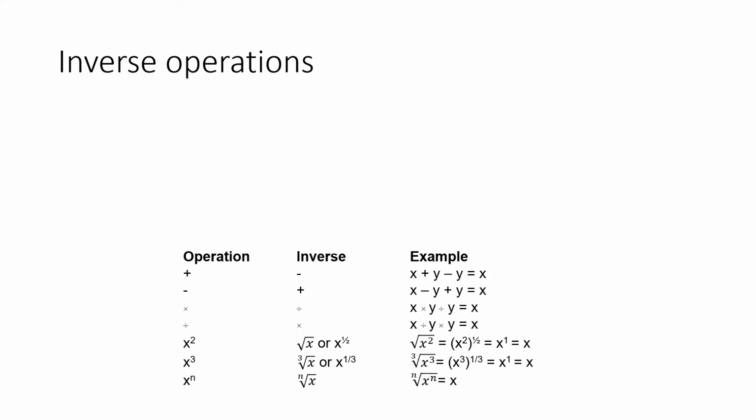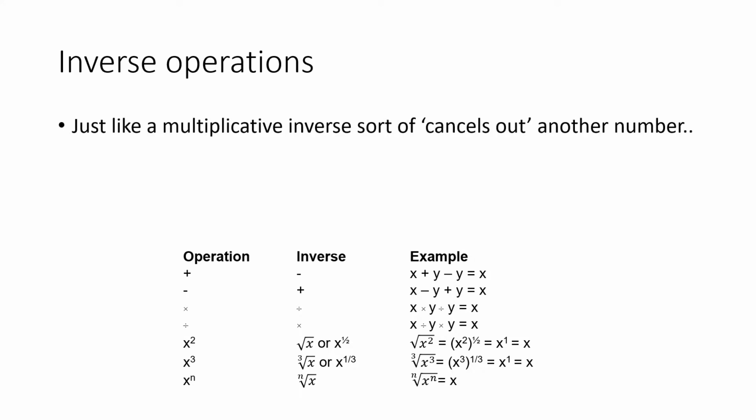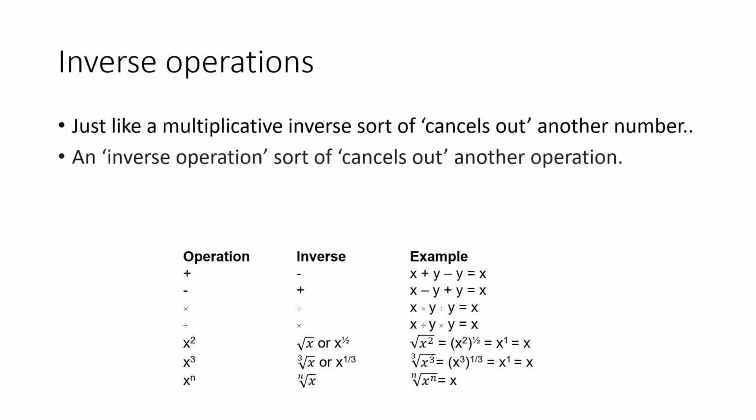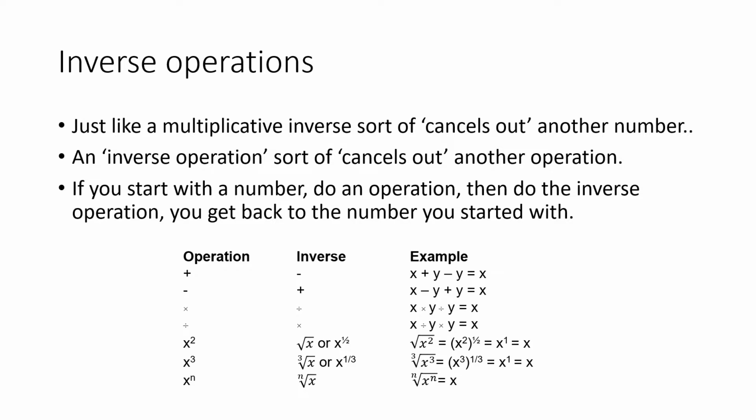Now, inverse operations in general, just like a multiplicative inverse cancels out another number, an inverse operation sort of cancels out another operation. If you start with a number and do one operation, and then do the inverse, you get back to what you started with. So if you add and then subtract something, for example, take x, add y, but then subtract y, you get back to x. If you take x and subtract y, but then add y back on, you get x. Multiplication and division are inverses. If you multiply by something and then divide by it, you get back to the number you started with.